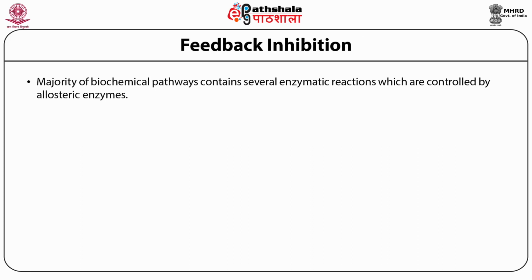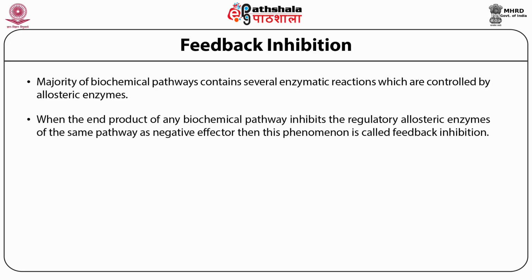Feedback inhibition is also a property of allosteric enzymes. What happens in feedback inhibition is that the end product of a biochemical pathway inhibits the regulatory allosteric enzymes. Suppose, let's say, glycolysis. Glycolysis is a pathway of almost 10 enzymes. If pyruvate, or any end product, starts accumulating, then it inhibits some of those enzymes, the regulatory allosteric enzymes.